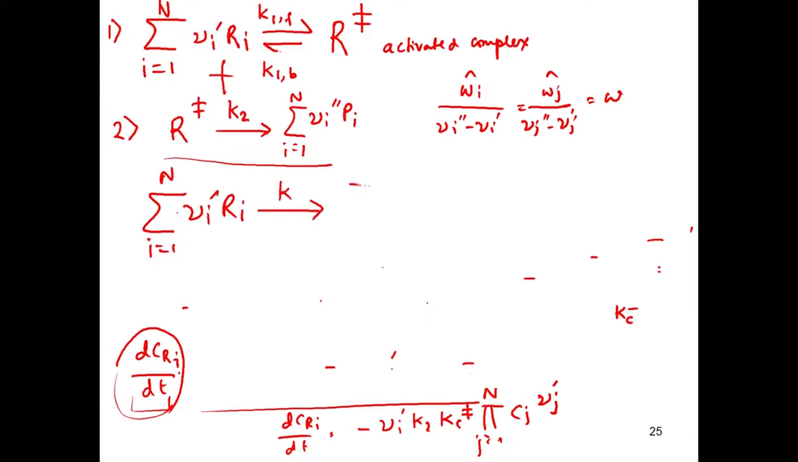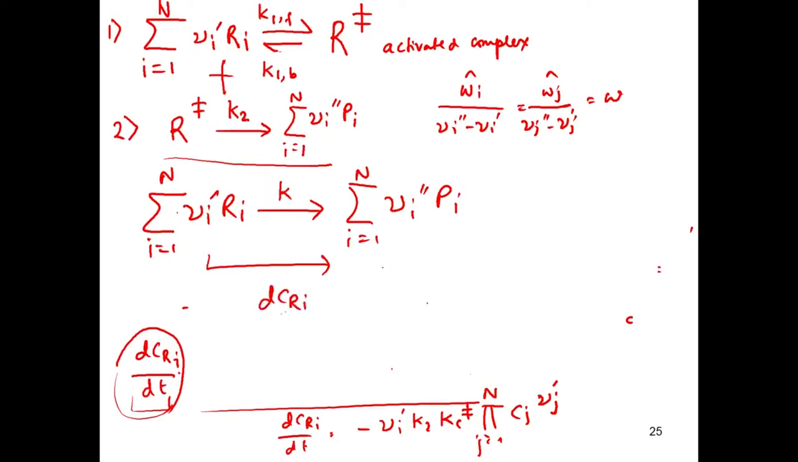With the overall rate constant, reactant goes to products, right? Now, if you compare, how would you have written this? You would have written it in this manner: for this overall reaction, you could have written dC_i/dt is equal to minus nu_i dashed, reaction rate constant K.